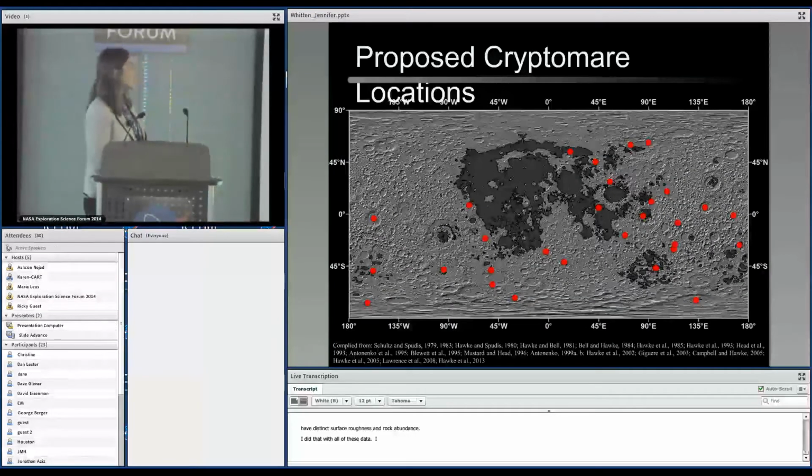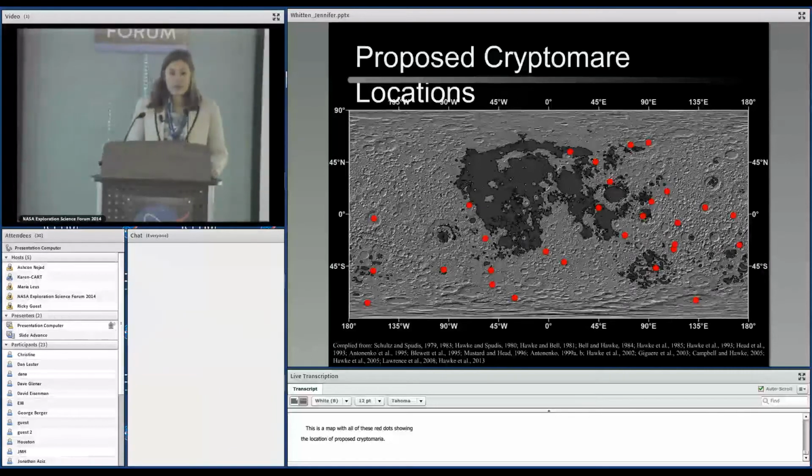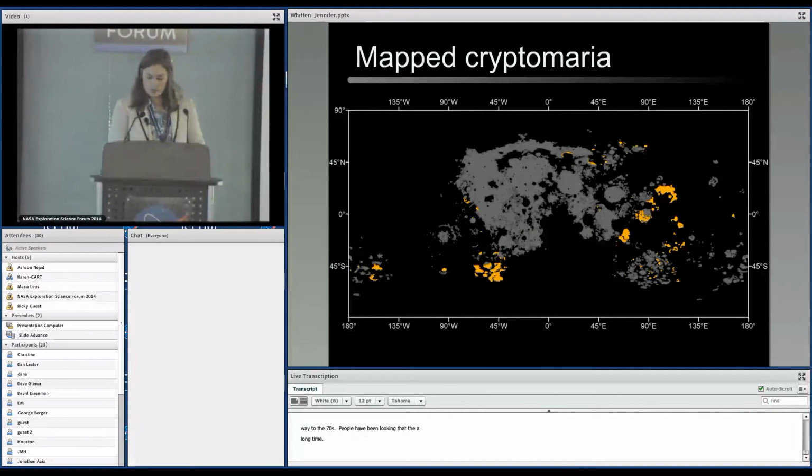And I did that for about 30 different locations on the moon. This is a map with all of these red dots showing the location of proposed Cryptomaria. And this comes from a variety of different papers going back all the way to the 70s. People have been looking at this for a long time. So here are the proposed locations, and here are the locations that I was able to identify. The Cryptomaria that I mapped are shown in orange here.